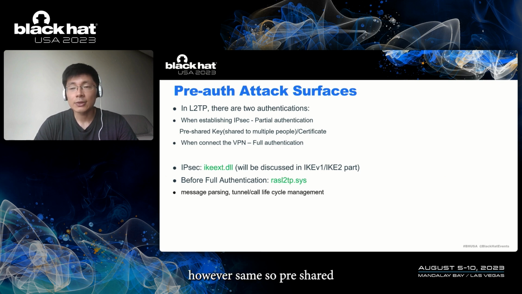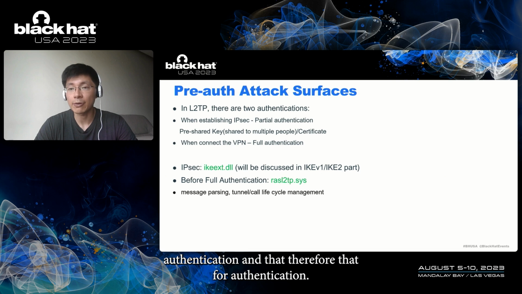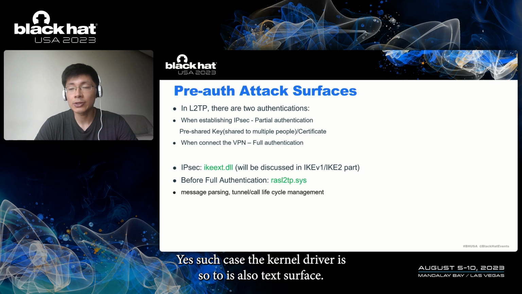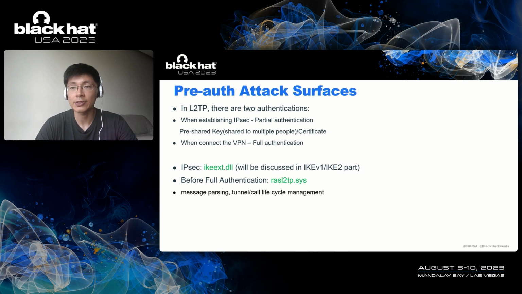However, since a pre-shared key is often shared among a large group of users, it is not considered a strong secret. So it is also useful if we can find bugs after the partial authentication and before the full authentication. In such a case, the kernel driver RASL2TP is also the attack surface.